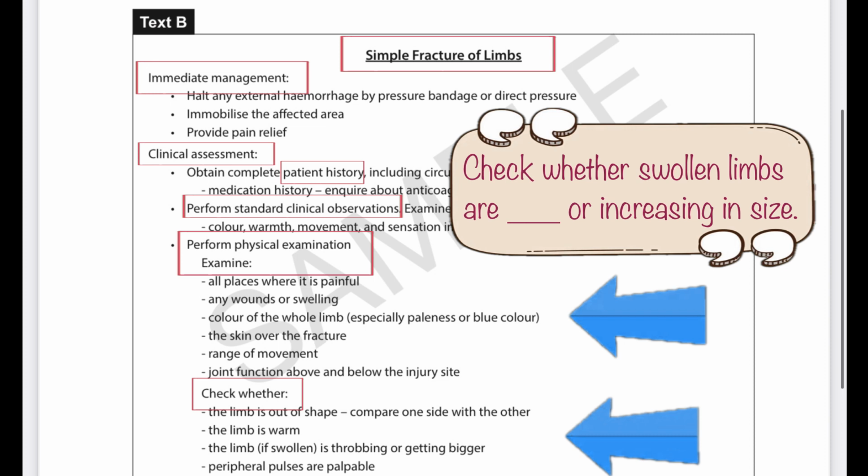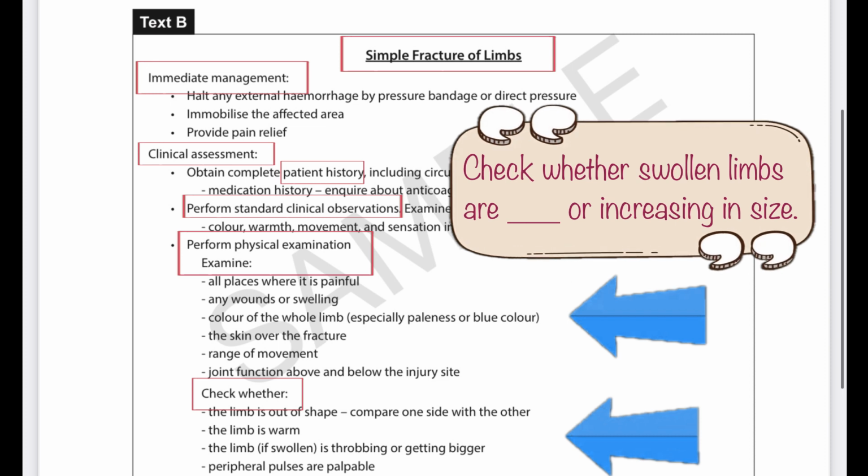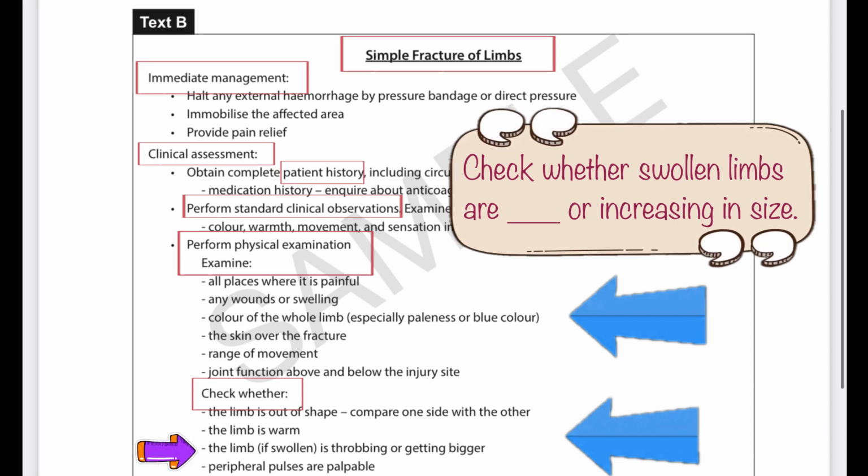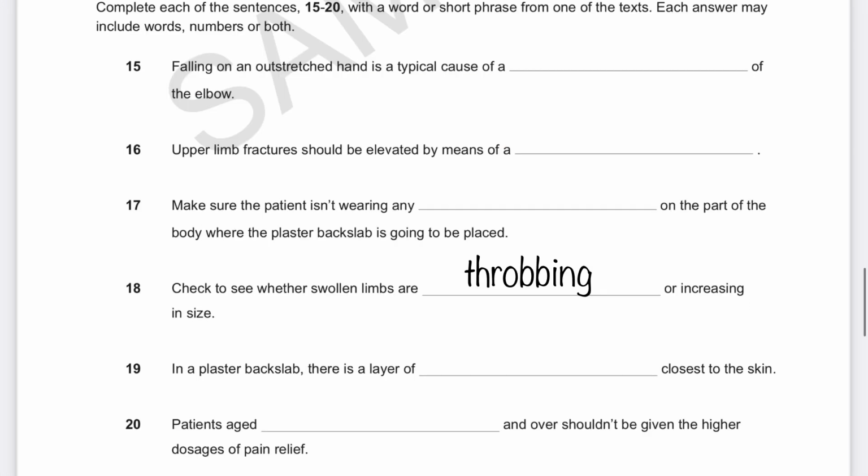So check whether the limb is out of shape, the limb is warm, the limb, if swollen, is throbbing or getting bigger, or in other words, increasing in size. So the answer is throbbing.